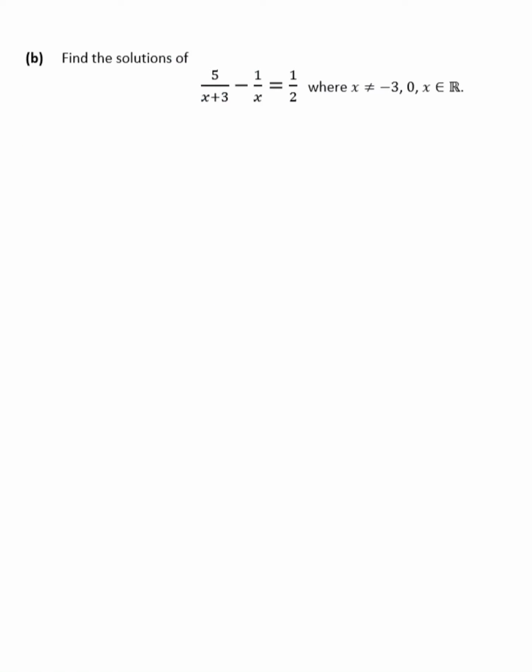Part B then, we need to find the solutions of 5 divided by x plus 3, minus 1 over x, equals 1 over 2, where x is not equal to minus 3, 0, and x is an element of the real numbers. Now, these questions are tricky enough, so what we need to do is multiply each term by the lowest common denominator.